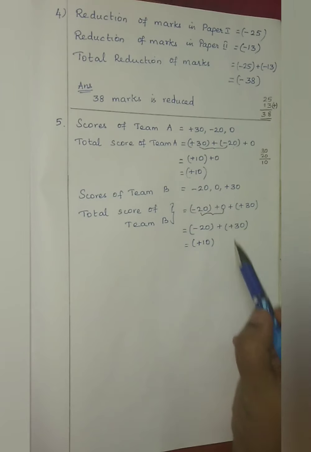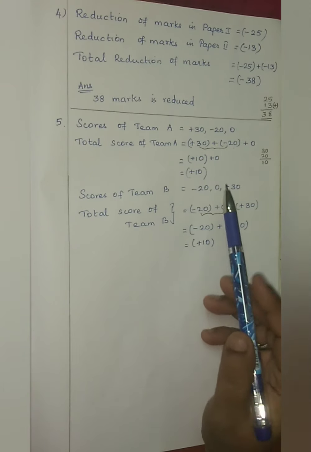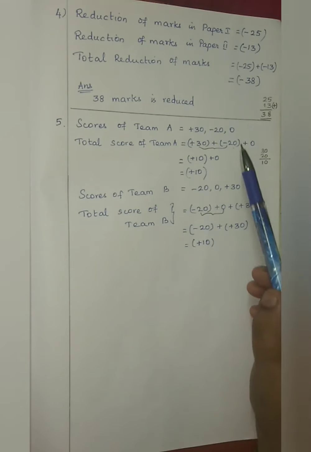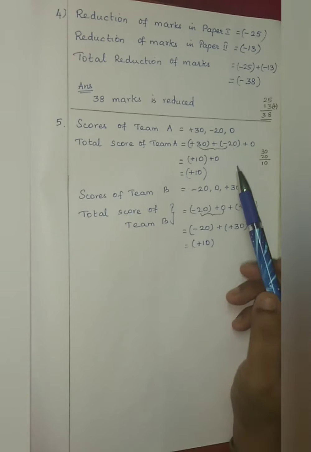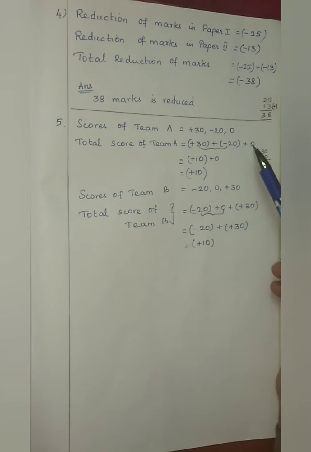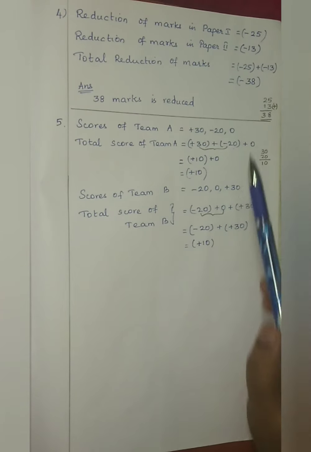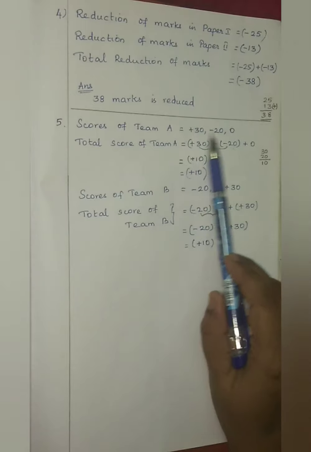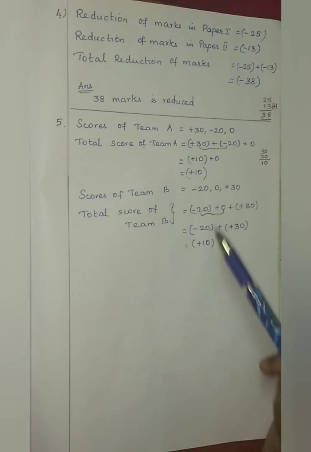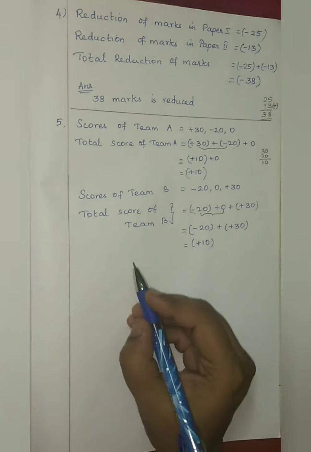So no team wins. One more question is asked. Can we add integers in any order? The answer is yes, we can add integers in any order, because you see the scores of Team A and Team B. The scores remain the same, but the order is changed. But yet when we add, we get the same answer. So we can add integers in any order.